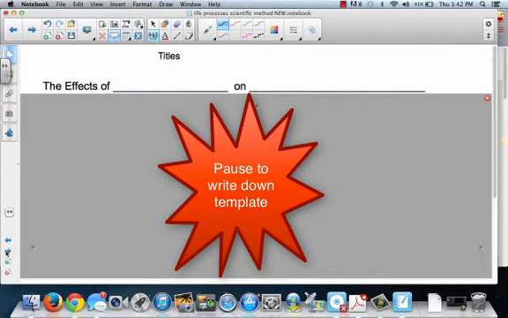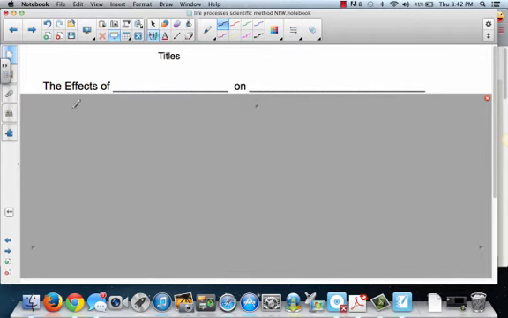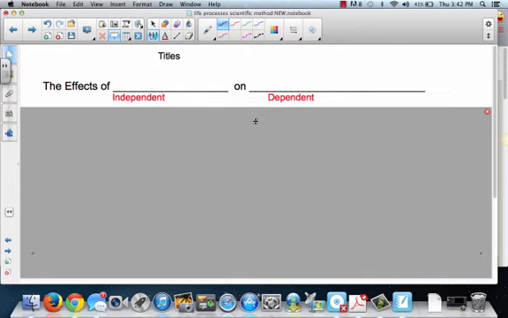Okay, now that you wrote this template down for titles, underneath it I want you to write this. It's the effects of the independent variable on the dependent variable. It's very important to understand. It's the independent variable that does something to the dependent. The dependent variable, its value is dependent on that independent variable. So let me see if you guys can make a title from the experiment before. The effects of blank on blank.